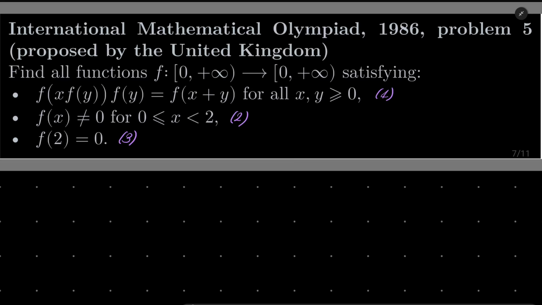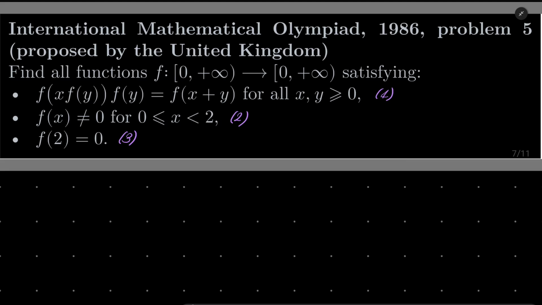Hello friends, in this video I'd like to solve the following problem from the International Mathematical Olympiad 1986, problem number 5, which was proposed by the United Kingdom. We wish to find all functions f from the set of non-negative numbers into itself, satisfying the following three conditions.